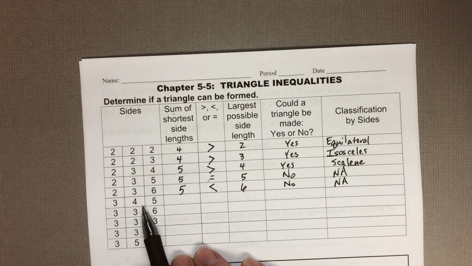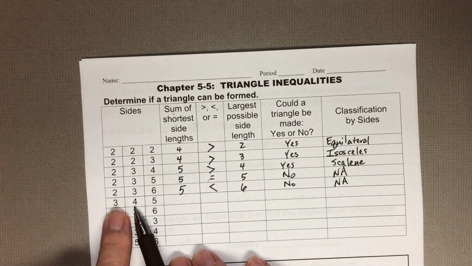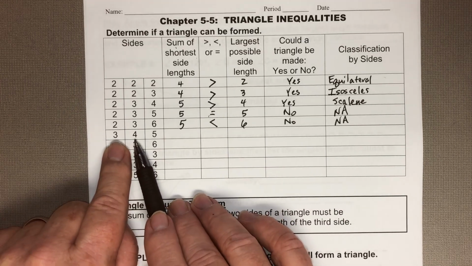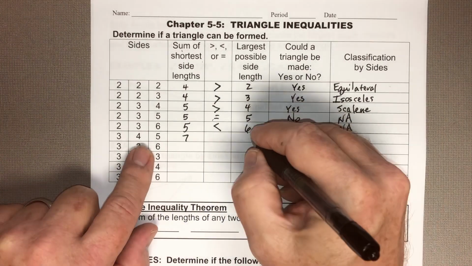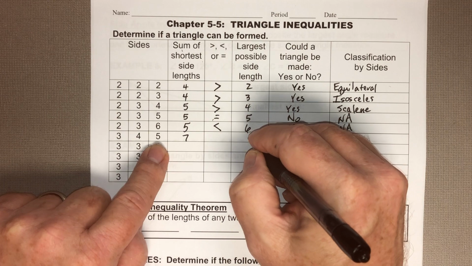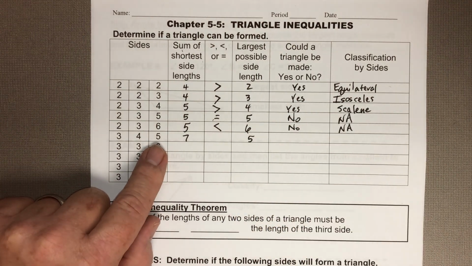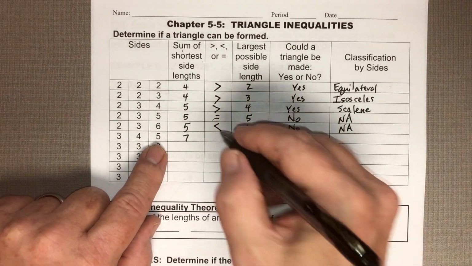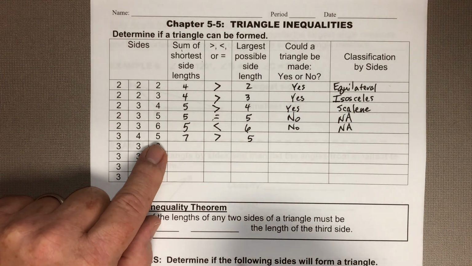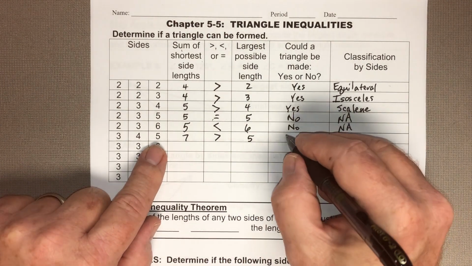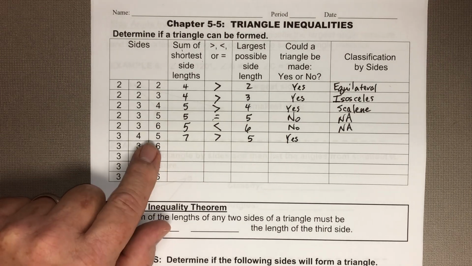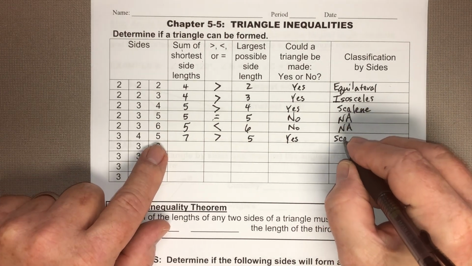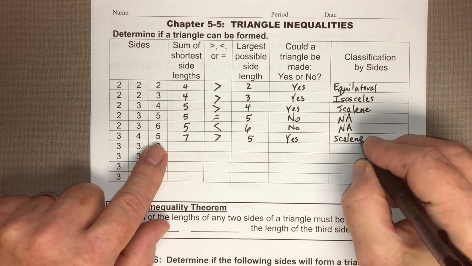Let's go down to the next 3 side lengths, 3, 4, and 5. Let's add the two shortest side lengths, 3 and 4, that's 7. Let's compare that with the longest possible side length, 5. 7 is greater than 5, so you can definitely form that triangle. So the answer is yes. And all 3 side lengths would be different. That would be a scalene triangle.